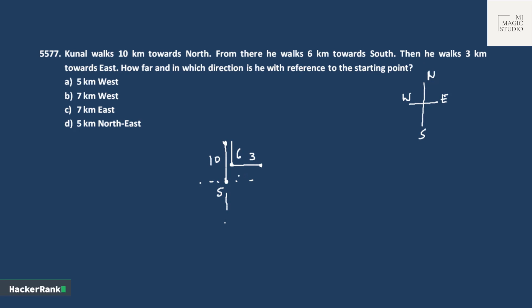This is the starting point. So he is here. He is in northeast. That is for sure. Now how far? This is 4, 10 minus 6 is 4. And this is 3. So this distance is root over 4 square plus 3 square. 16 plus 9 is 25. That is 5. So he is 5 kilometers towards northeast. Option D is the pick.